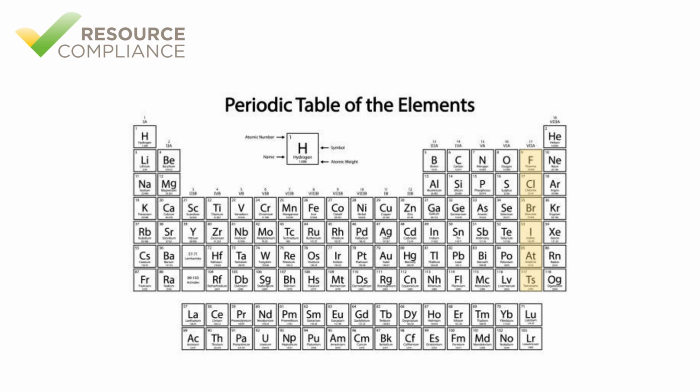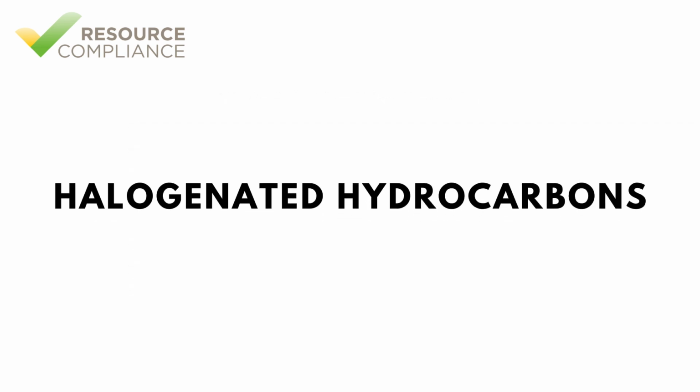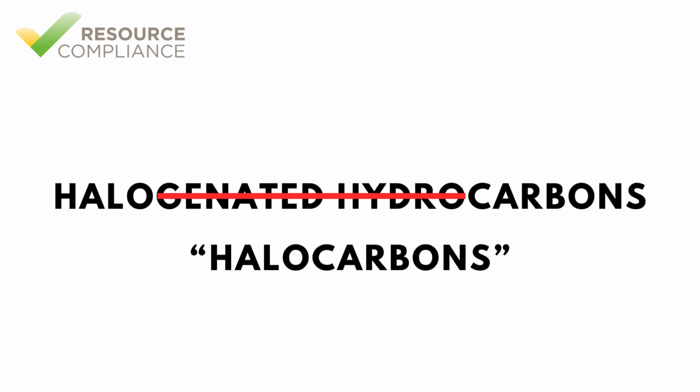Halogens are the elements in the second column from the right on the periodic table. Chlorine and fluorine are common halogens that have been historically used in refrigerant compounds. These new refrigerants were named halogenated hydrocarbons. Over time, that name was shortened and they became known as halocarbons, a term still used today.